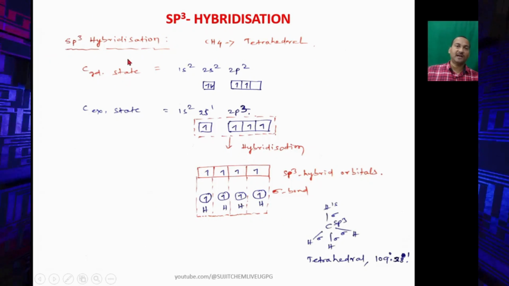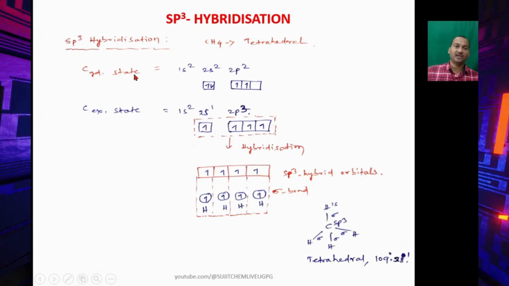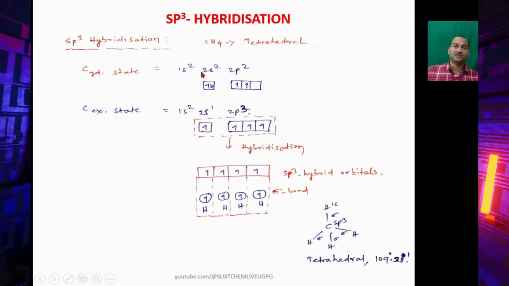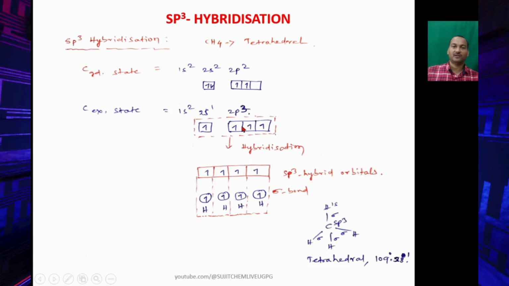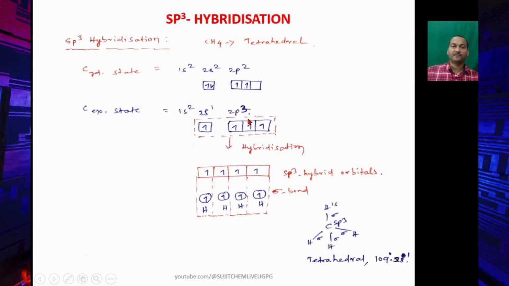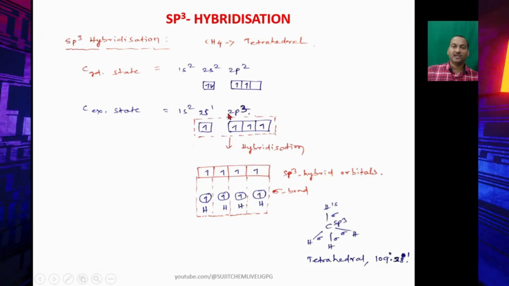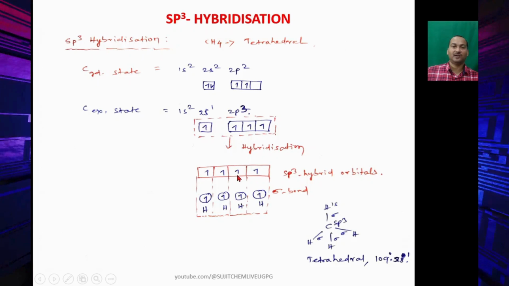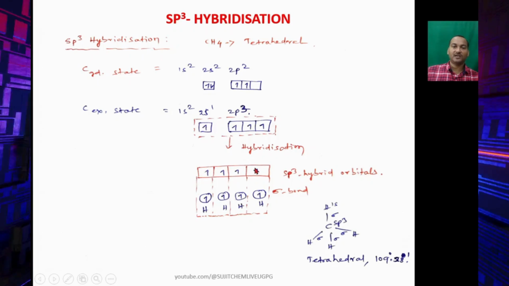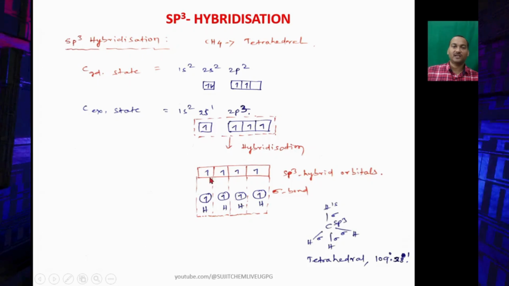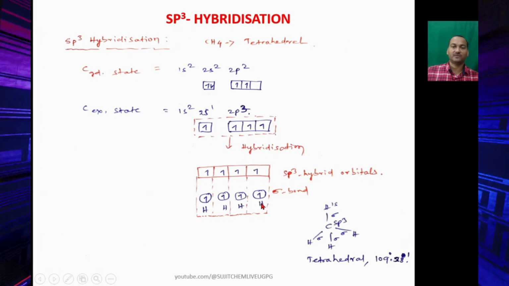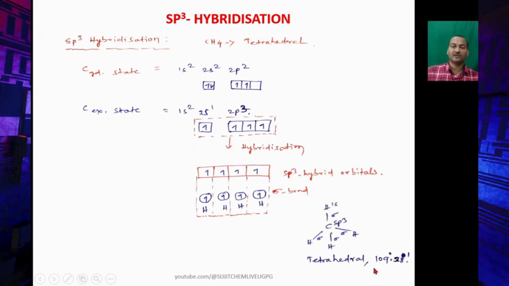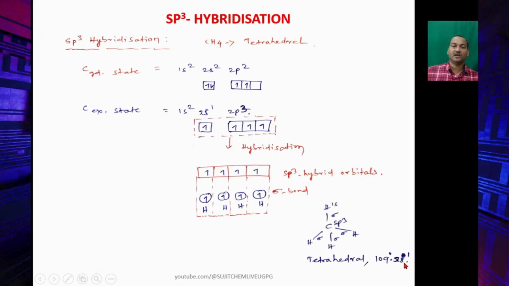Similarly, we can have sp3 hybridization. So an example is methane. So carbon in ground state, the configuration is 1s2 2s2 2p2. So carbon in excited state, one of the 2s electrons will go to the 2p orbital. So here 2s1 2p3. So this 2s orbital and the 3 2p orbitals will intermix, giving rise to 4 equivalent sp3 hybrid orbitals. And each sp3 hybrid orbital contains one unpaired electron, and this will overlap with the 1s orbital of 4 hydrogen atoms, giving rise to 4 CH bonds, giving rise to the methane molecule with tetrahedral structure, and the bond angle is 109 degrees 28 minutes.